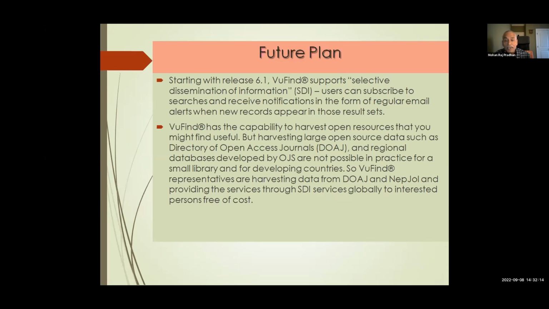But harvesting large open source data such as the Directory of Open Access Journals, DOAJ, and regional databases provided by OJS is not possible in practice for a small library and for developing countries. So VuFind is harvesting data from DOAJ and NEPJOL as a pilot project, through which SDI services are being provided globally to interested persons free of cost.